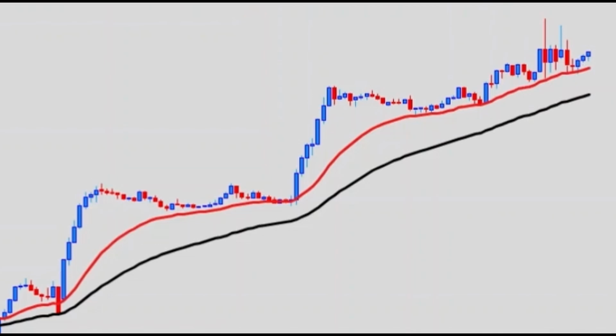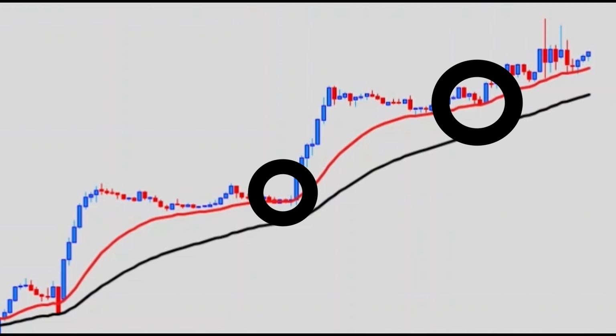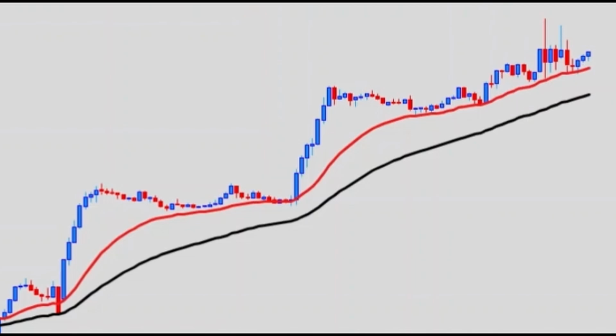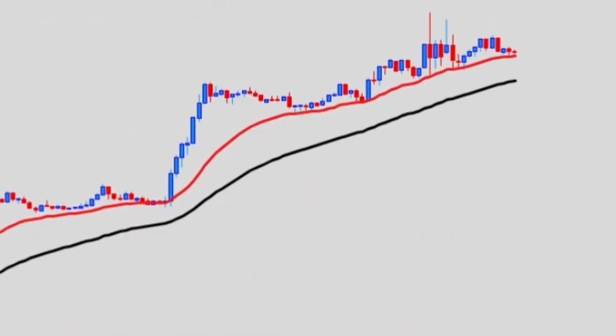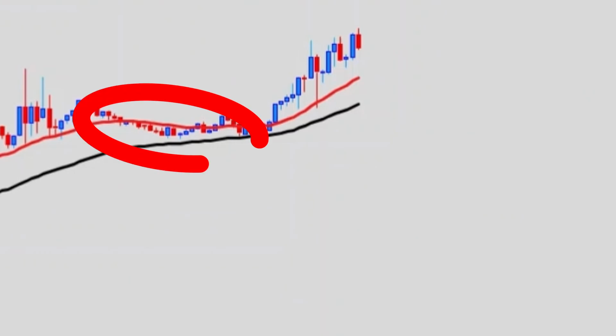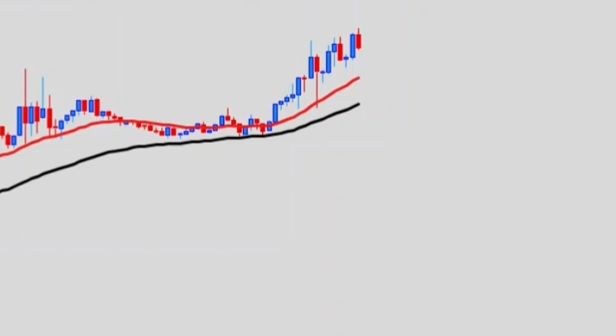And most of the time, it respected this 21-period line. And so, we can conclude that the 21-period EMA is providing dynamic support to the price. And sometimes, the market made big pullbacks which pushed the price below the 21-period line. In that case, the market respected this 50-period EMA line.